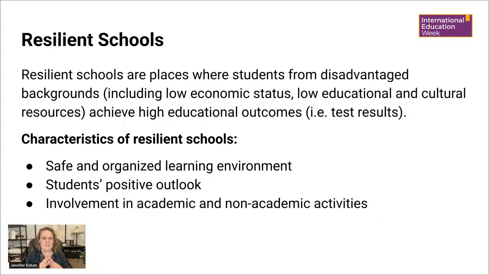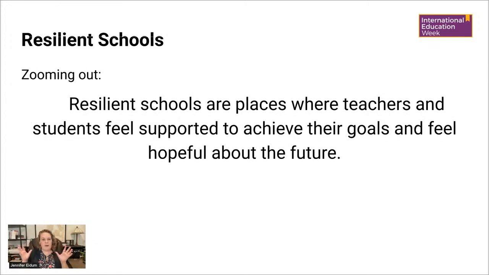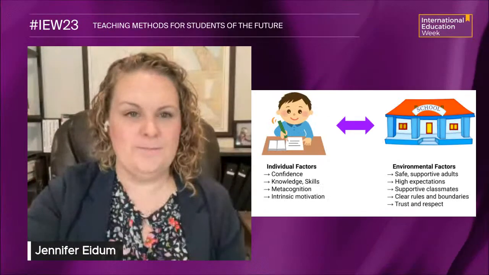And so what you can see throughout the language and conversation here is that there are a number of factors, including teacher resilience, that positive outlook, and the school system, as well as having a robust set of resources within the school and outside of the school, that we create these spaces where students have that safety, connectedness, and hope. So if we zoom out, resilient schools are places where teachers and students feel supported to achieve their goals and feel hopeful about the future. That is my favorite working definition of resilient schools.